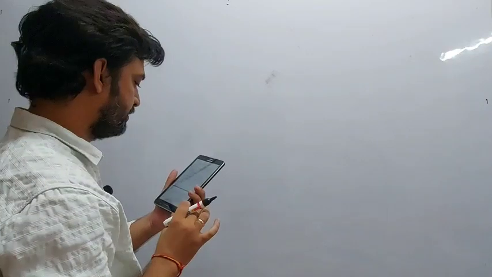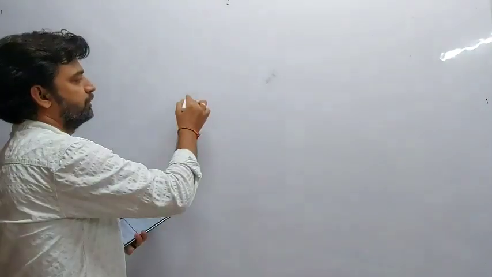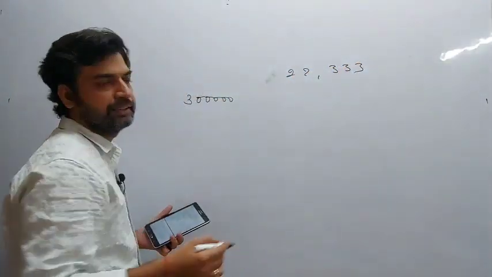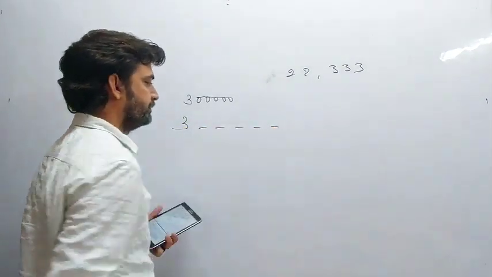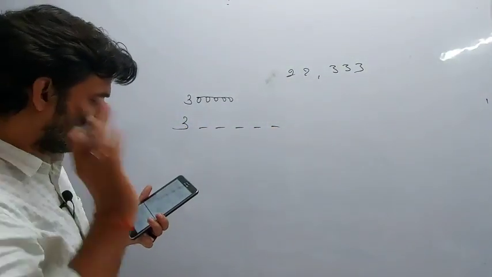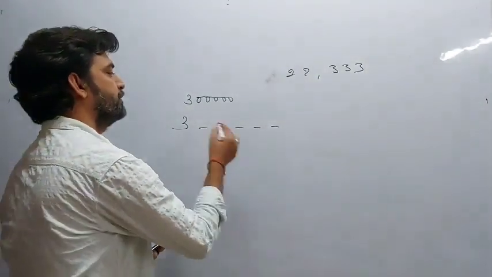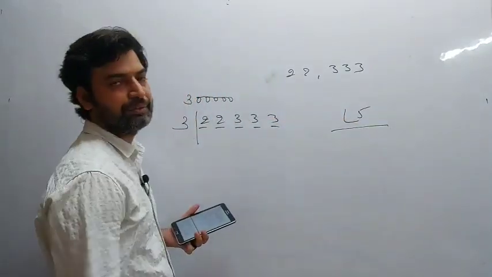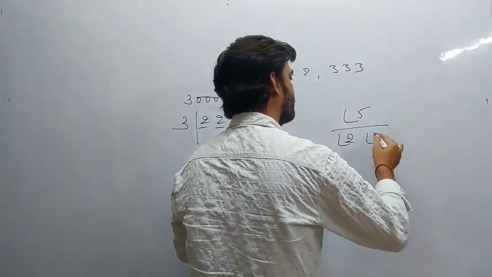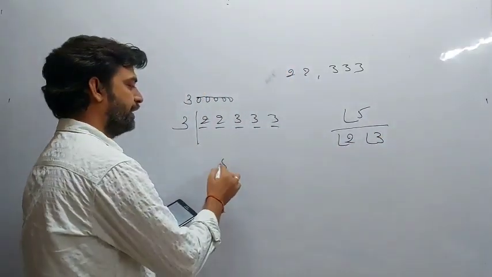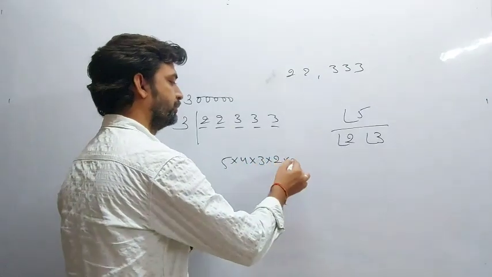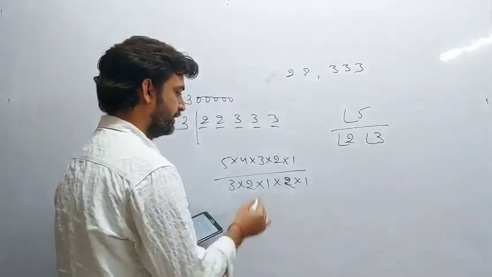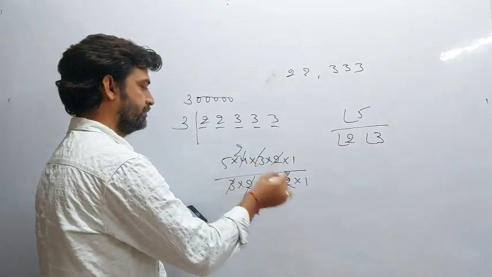Using 2, 2, 2 and 3, 3, 3 as digits, how many distinct numbers greater than 30,000 can be formed? Sorry, using 222 and 333, right? 1, 2, 3, 4, 5. These are the 5 places remaining. Now we need to find the distinct numbers. That means we need to arrange 222 and 333 in factorial 5 ways, 5 digits. This is repetition, so factorial 2 and factorial 3. 5 into 4 into 3 into 2 into 1, divided by 3 into 2 into 1 and 2 into 1. So 3, 2 is cancelled, this 2 by 2 also. The answer is 10.